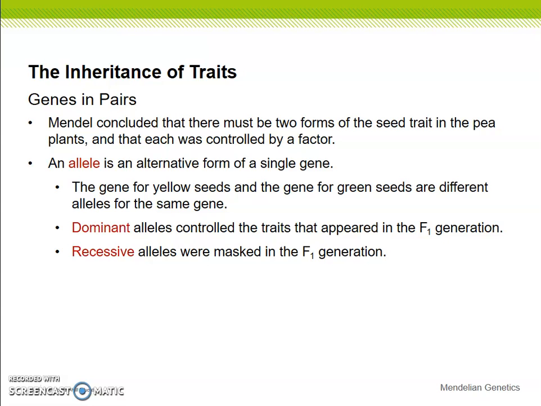Dominant alleles control the traits that appeared in the F1 generation, and recessive alleles were masked in the F1 generation. Recessive alleles can be present, but they can be masked by a dominant allele if the dominant allele is there. If there's no dominant allele, there's no masking it, and the recessive allele will be shown.